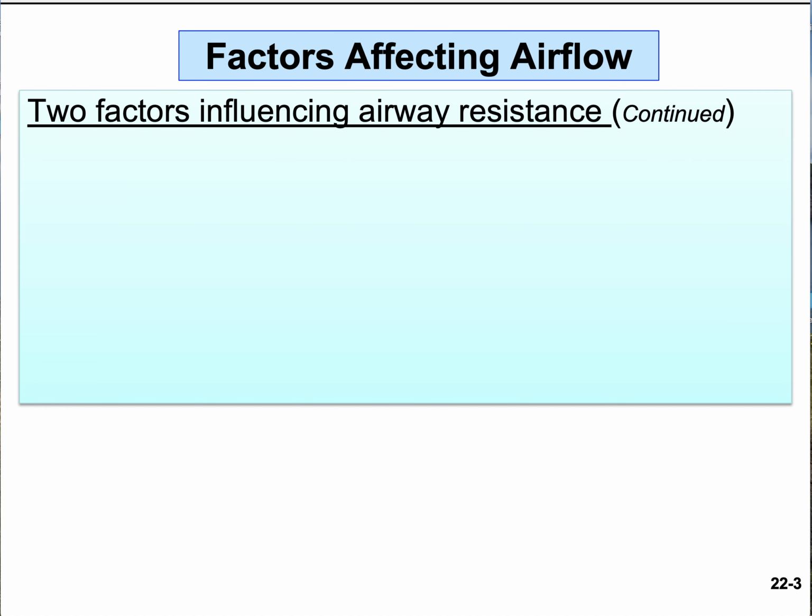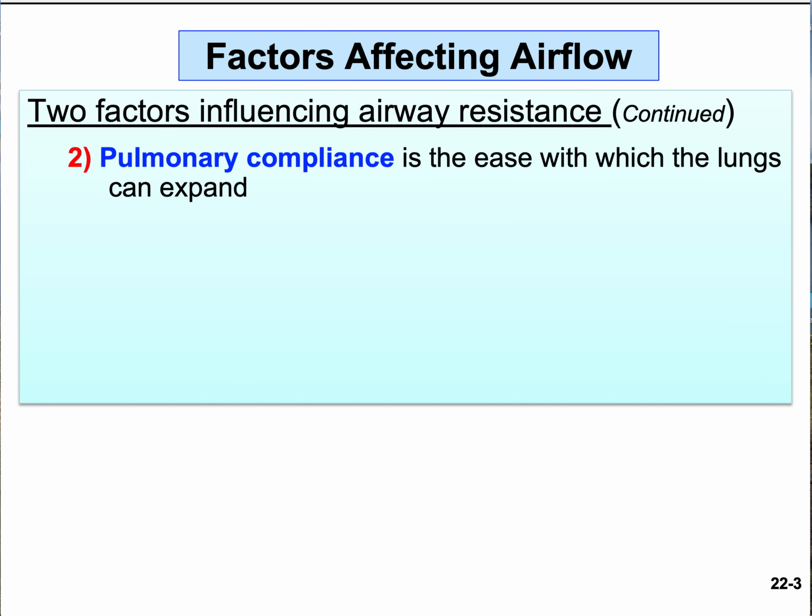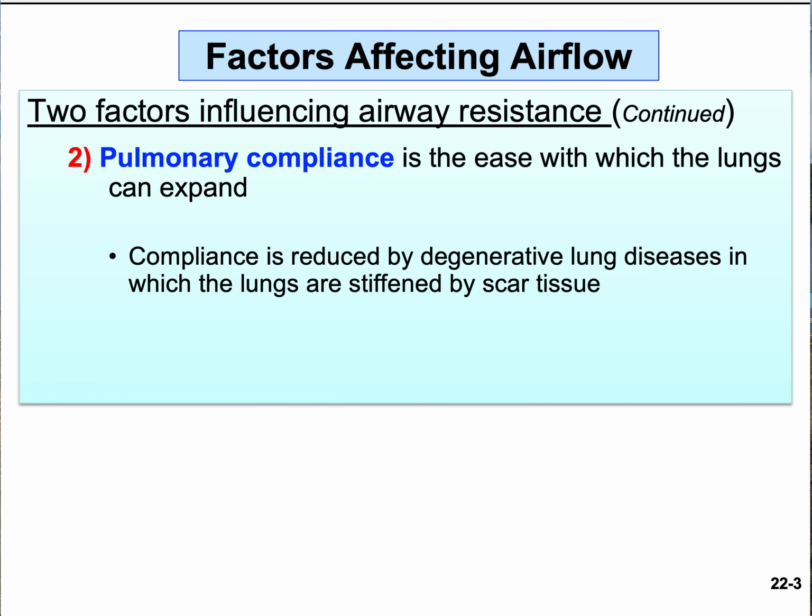Now, I said there were two factors influencing airway resistance. We were just looking at the size of the bronchioles. The secondary factor influencing airway resistance is called pulmonary compliance. This is the ease with which the lungs can expand. How easily can we inflate those alveoli?